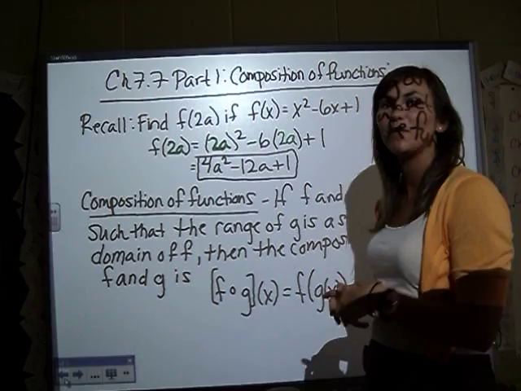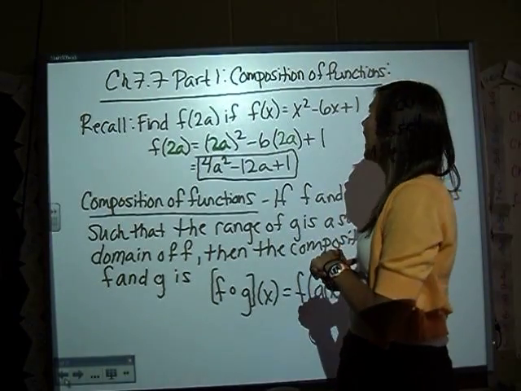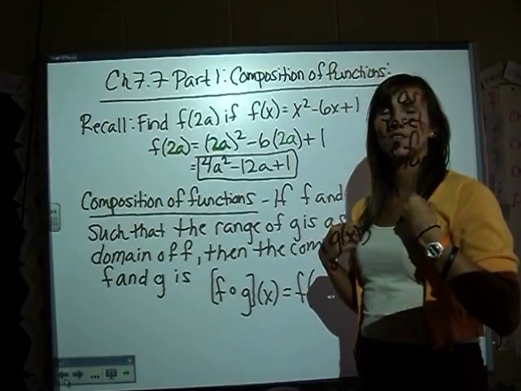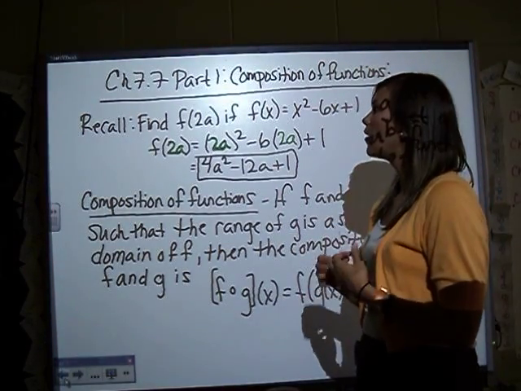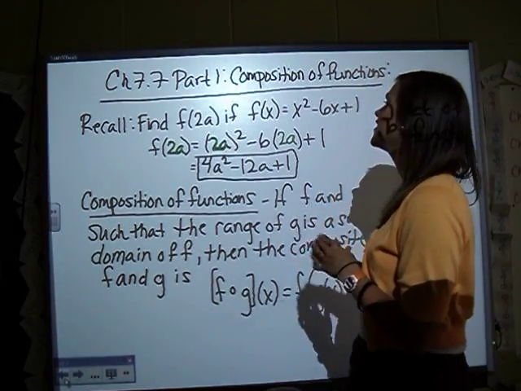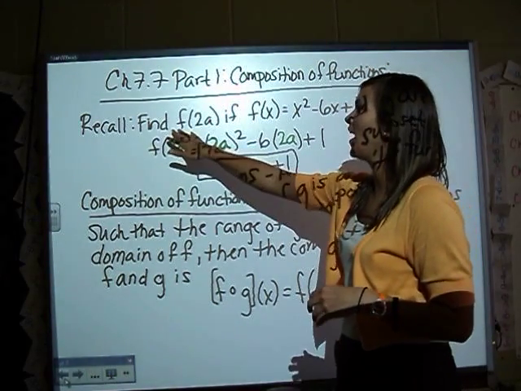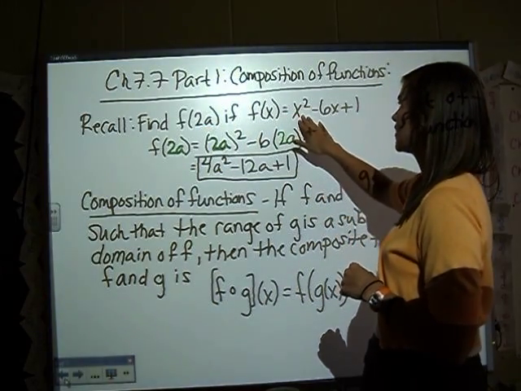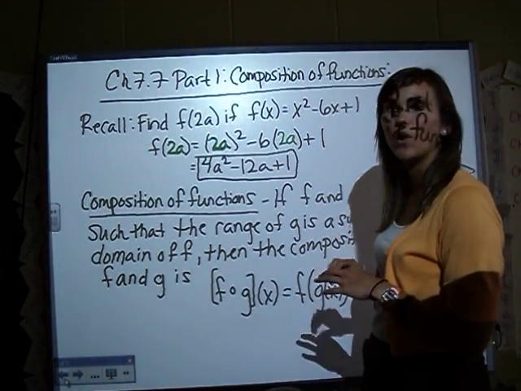Section 7.7, part 1 of 3, and we're going to be talking about composition of functions for the next 3 lessons, okay? So to start off, I want us to bring our brains back to what happened in section 1. Okay, section 1 we had problems like this, where we were asked to find f of 2a if f of x equaled x squared minus 6x plus 1.